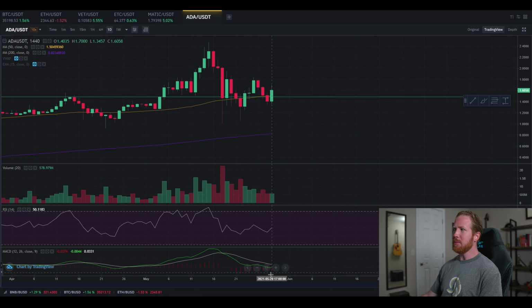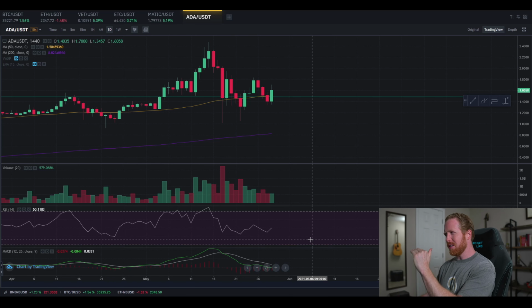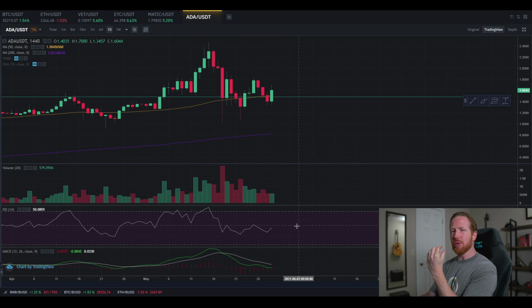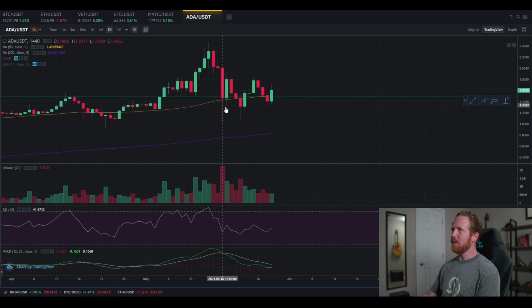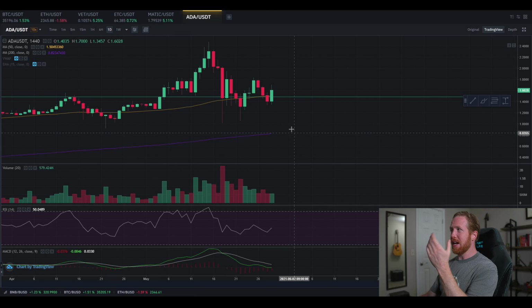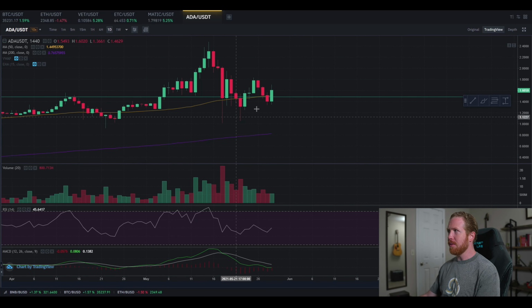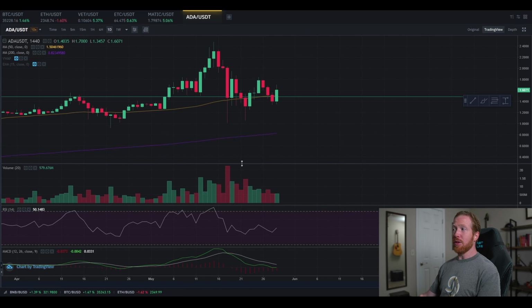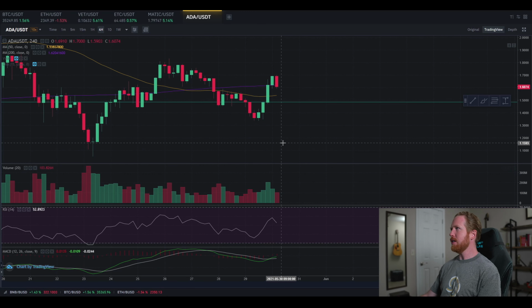RSI is kind of fair to middling, same with the MACD. The moving average convergence divergence is really just telling us that it's kind of leveling itself out when those lines get closer and closer to each other. It's a state of consolidation. So even though this isn't a true consolidation pattern, it is consolidating effectively right now. It's working itself into a smaller channel. We can kind of see a little bit of a pennant pattern here that could likely break out in the near future.